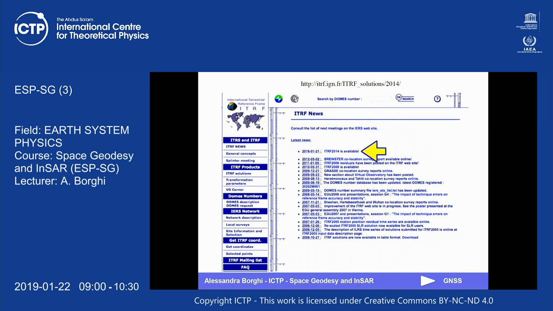You can find this on the ITRF website. On this site are reported all the reference frames that we are using, all the different realizations. And after, we are going to see, we can look at this website now.